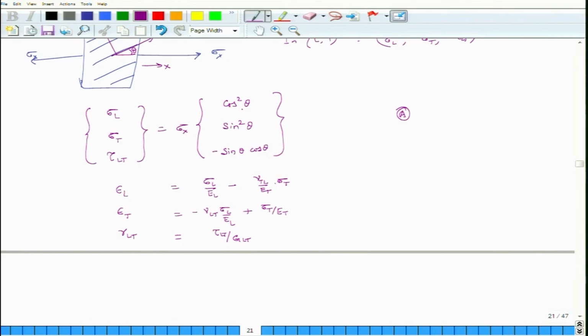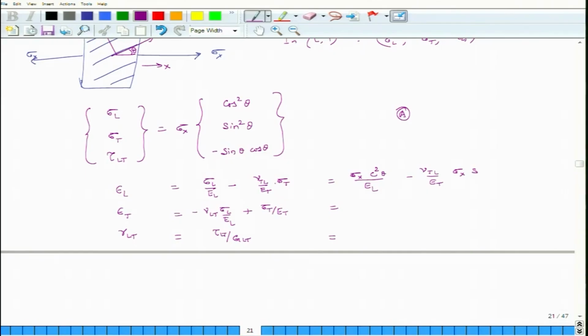Sigma L is sigma x cosine square theta. Okay. So, I can write these relations as sigma x cosine square theta divided by EL, because sigma L is what? Sigma x times cosine square theta minus nu TL divided by ET, and sigma t is sigma x sine square theta.